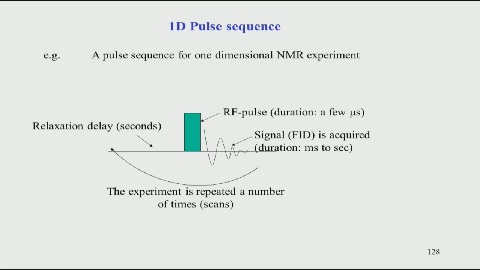So, when you take the signal to noise, you are basically dividing 10 by the square root of 10. So, your signal to noise has gone up by 10 over square root of 10, which is roughly 3 times. So, if I repeat my experiment 10 times, my signal to noise goes up by a factor of roughly 3. This is the idea behind repeating the experiment n number of times, and therefore, we use the word scans.